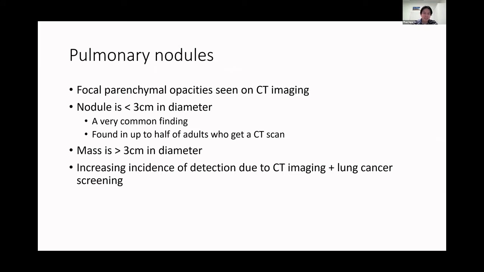And with the increasing incidence of CT imaging, and also in some nations such as the US and Europe with lung cancer screening, this is an aspect of respiratory life that we'll have to deal with a lot in the future.